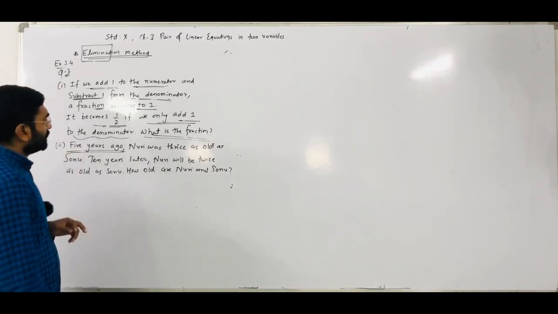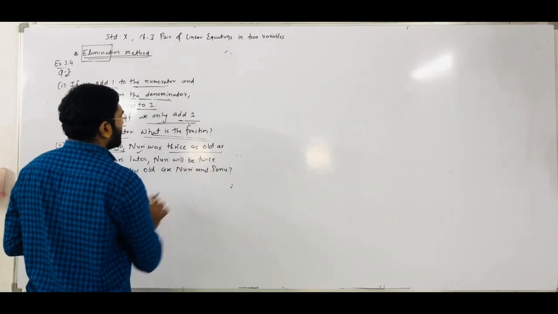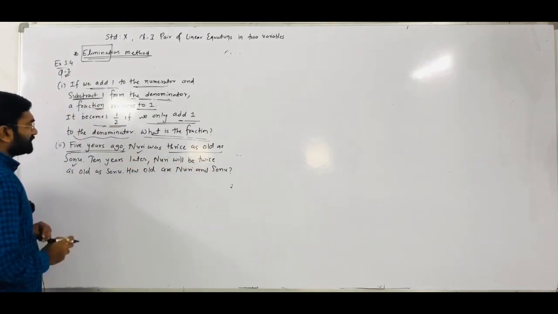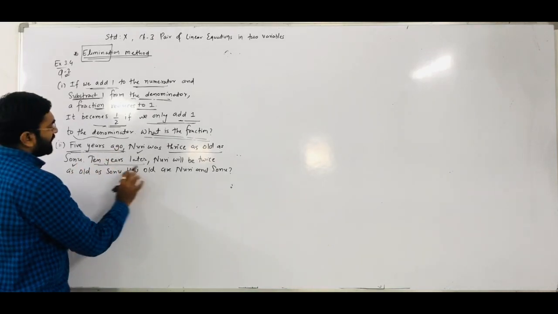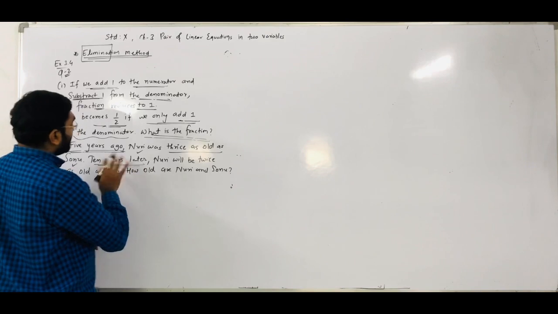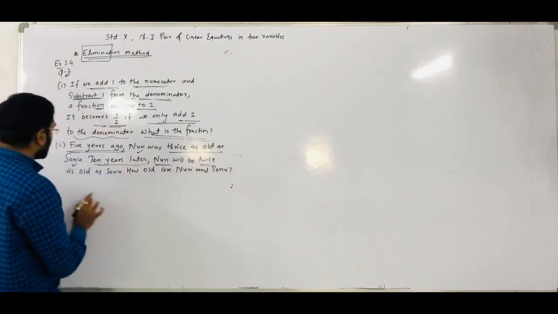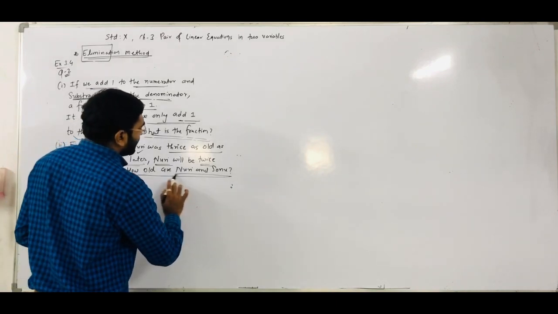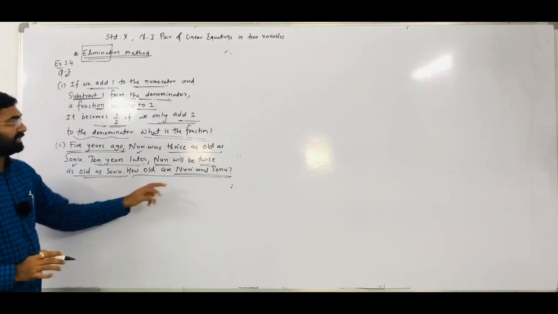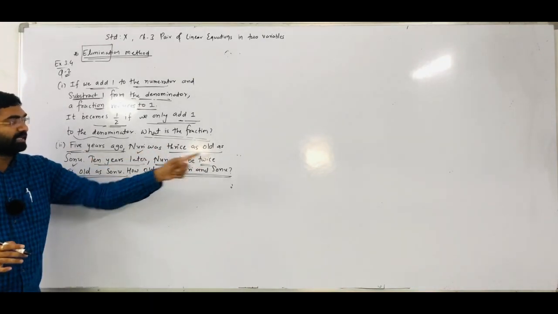5 years ago, Nuri, who is the first person, was thrice as old as Sonu, the second person. So its comparison is given. Another statement is also given, about 10 years later: Nuri will be twice as old as Sonu. So how old are Nuri and Sonu? They are asking about Nuri and Sonu's present ages.